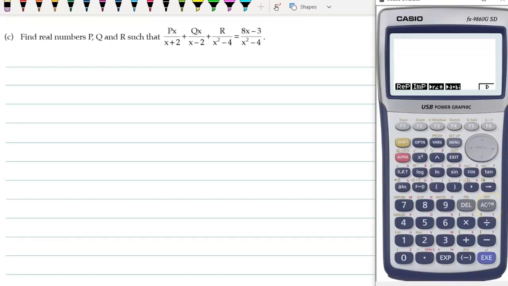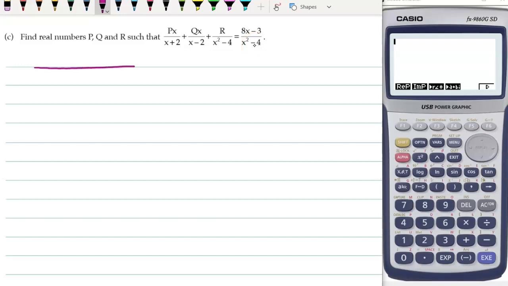Okay, we've got a purely algebraic question for part C. Let's start by trying to put this into the same denominator that we have on the right-hand side. So if this is all going over x squared minus 4, x squared minus 4 is made up from doing x minus 2, x plus 2. Which helps us to see what we've got to multiply each fraction by to make it over that denominator. So for the p over x plus 2, we've got to times it by the x minus 2 to make that be equivalent.